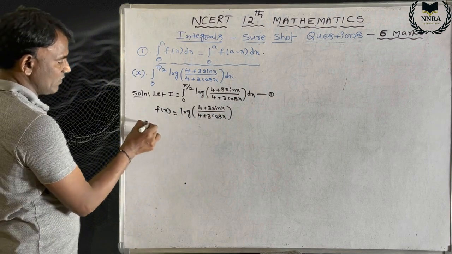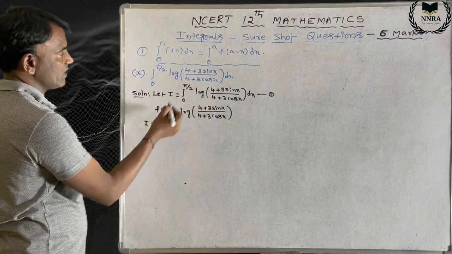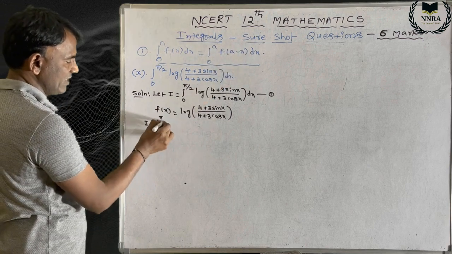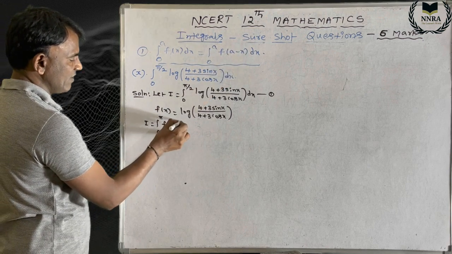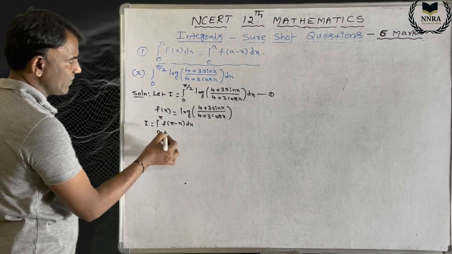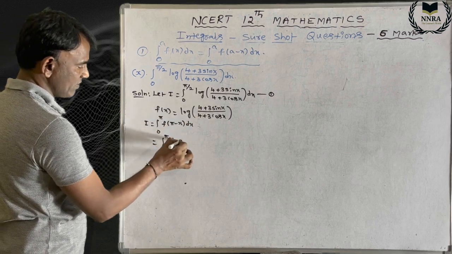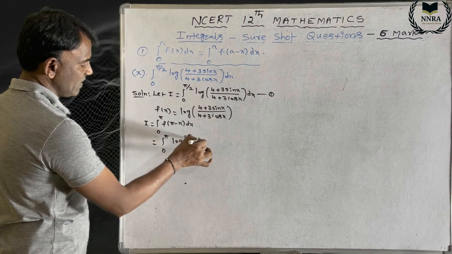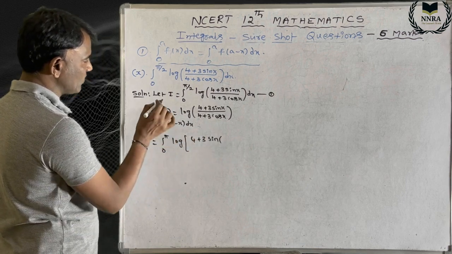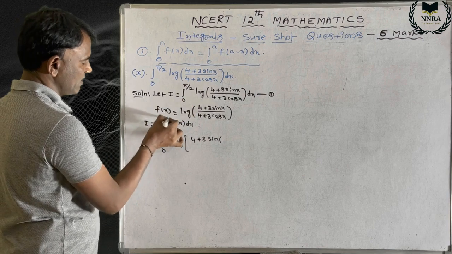And again write one more, then how to write it? Integral 0 to a f of a minus x dx, where a equals pi. So f of pi minus x into dx, that is integral 0 to pi. So log of, then 4 plus 3 into sin of, what is that? It is pi by 2, right?